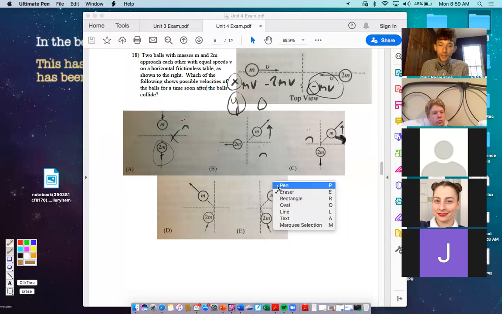Both these objects would end up with positive momenta in the x direction. So D is the only thing that makes sense. In D, I would have my y momenta canceling out and my x momenta adding together to end up with an overall negative. And that's exactly what I want.